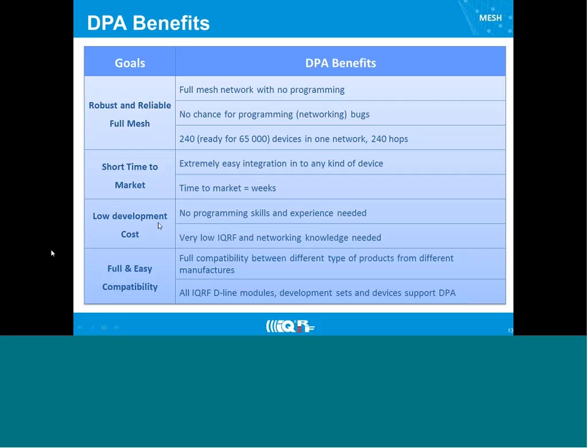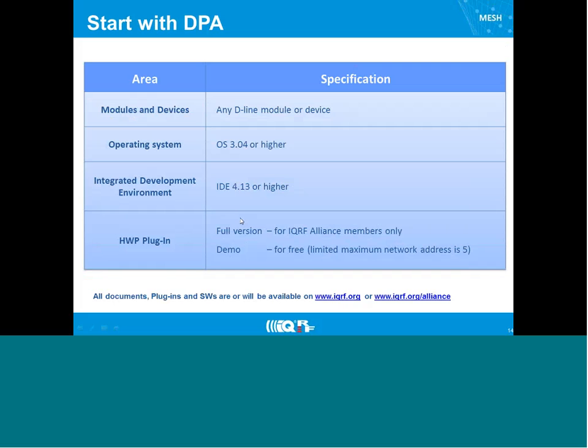So these are the key benefits of the DPA. Now, how to start with this? The easiest thing, first of all, you need the hardware. You can get any D-Line module or device. You need operating system of 3.04 or higher.